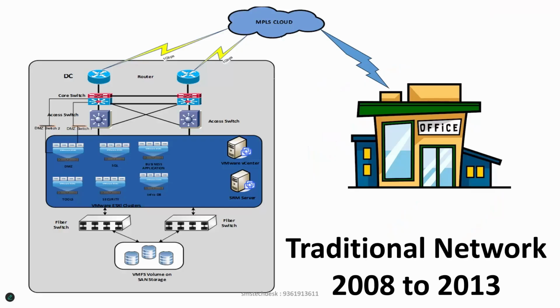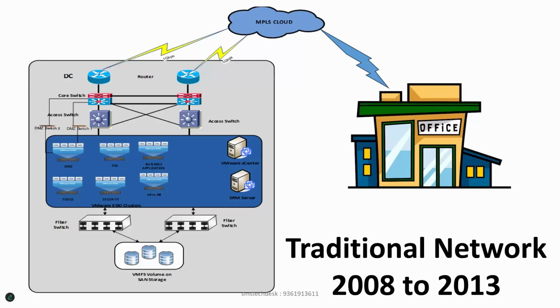Now before we jump into NSX, let's first understand how networking was done earlier. That is before software defined networking came into picture. Look at this diagram. This is a traditional data center network, something which most companies were using between 2008 and 2013. On the right side, you can see office or branch location. That office connects to the data center using an MPLS cloud. So whenever users from office want to access applications, all traffic travels through MPLS and reaches the data center.